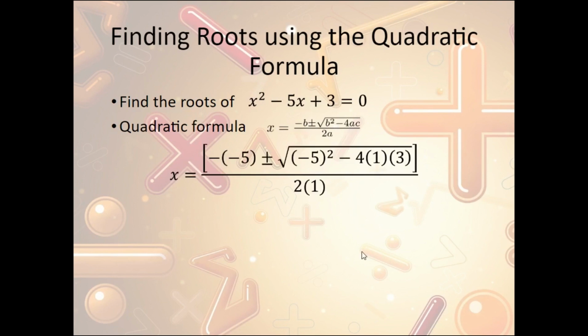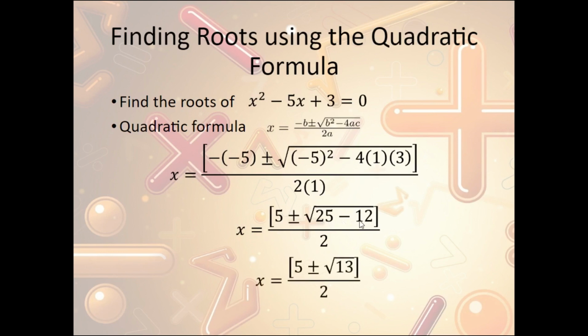Now we can go ahead and start to work the problem. Negative 5 is just positive 5. Negative 5 squared is positive 25. And then negative 4 times 1 is negative 4 times 3 is negative 12. And then 2 times 1 is 2. So we end up with this. Now we just simplify under the radical. 25 minus 12 is 13. So we get 5 plus or minus the square root of 13 over 2.